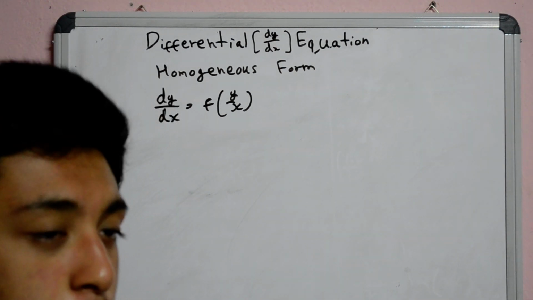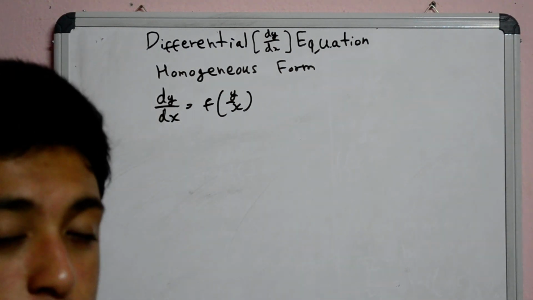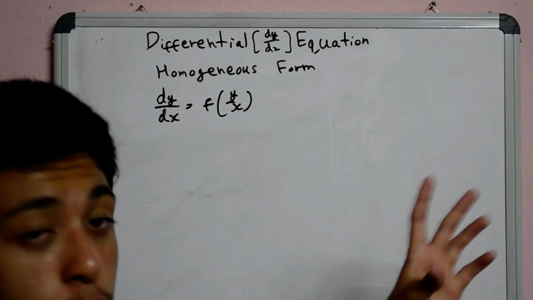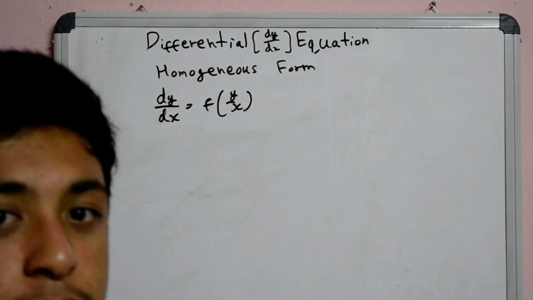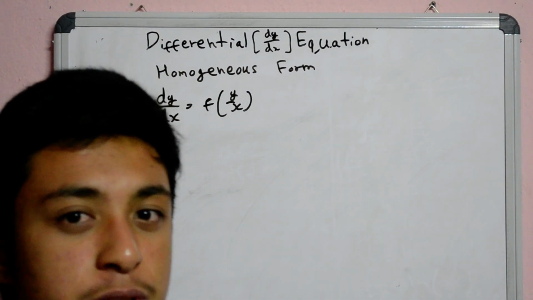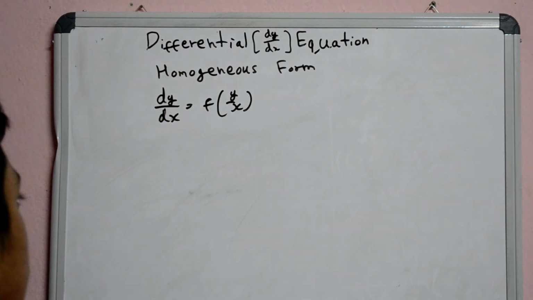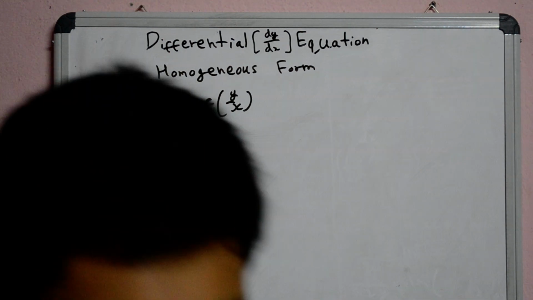y equal something times x, or a function of x, and put it back into the original equation, and all the x terms will cancel out. If that happens, then it is a homogeneous equation. So let's see with an example.